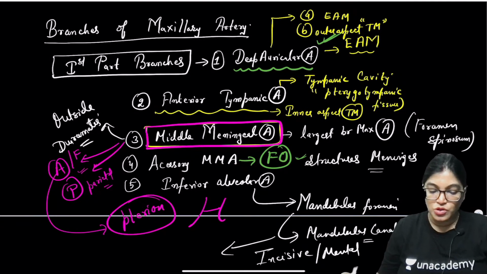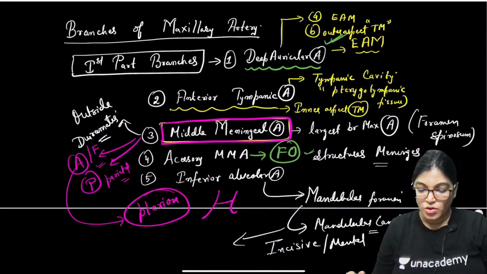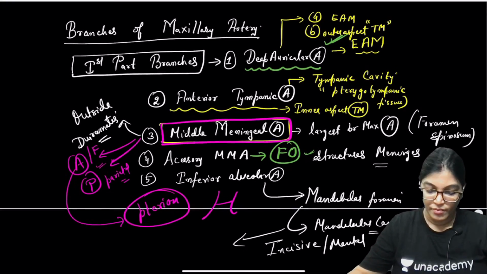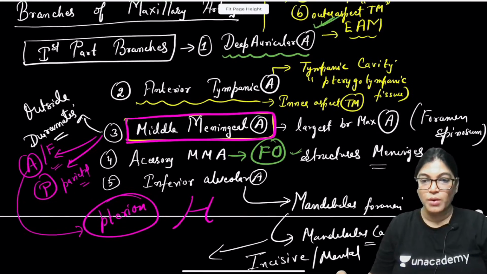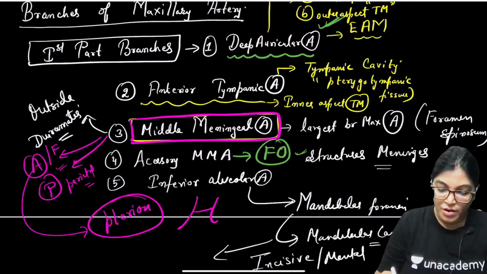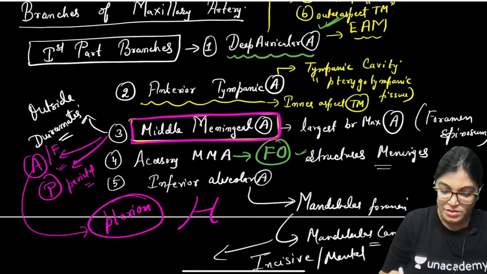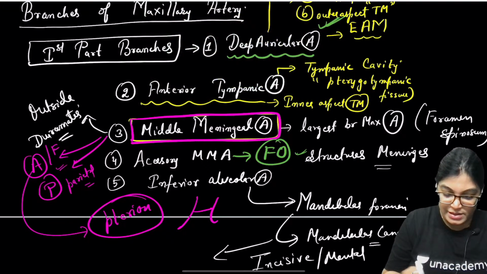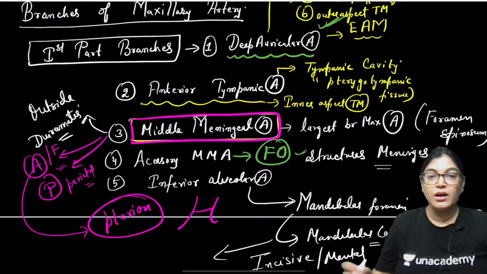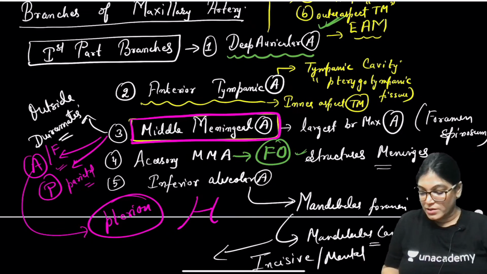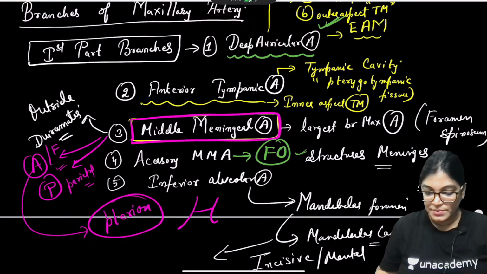So in short, as you can see here, we have done with all the important branches of the first part. Let's move on to the next, the second part. Write down: branches of second part of maxillary artery.